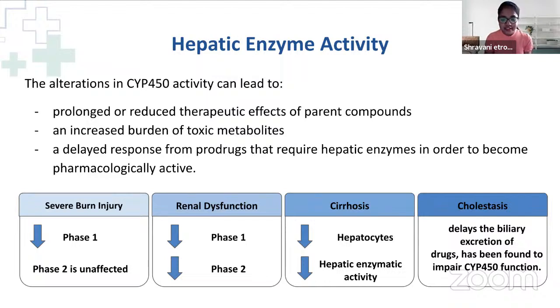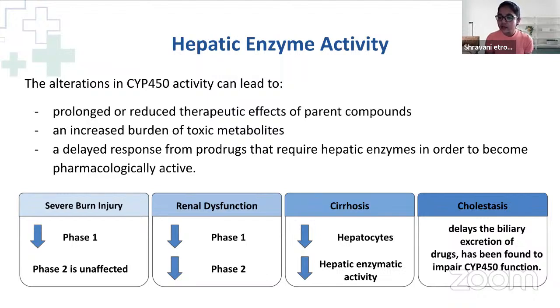So there are different scenarios which will affect the enzymatic activity. First comes the severe burn injury. In severe burn injury patients, the function of phase one reaction is decreased, yet phase two is not affected. When it comes to renal dysfunction, it is indirectly correlated with the function of the liver. So there is a decrease in phase one reaction and also phase two reaction. When it comes to cirrhosis, the number of hepatocytes is reduced. So this will lead to reduced enzymatic activity.